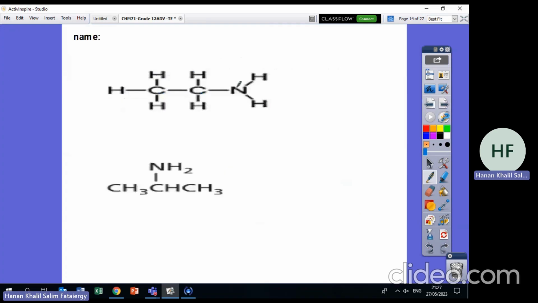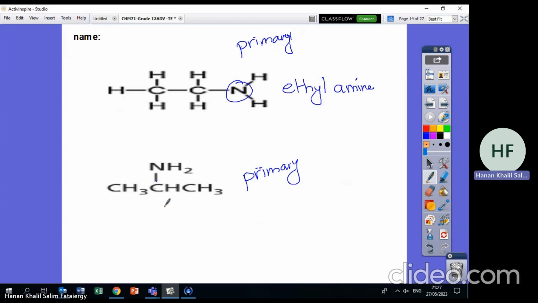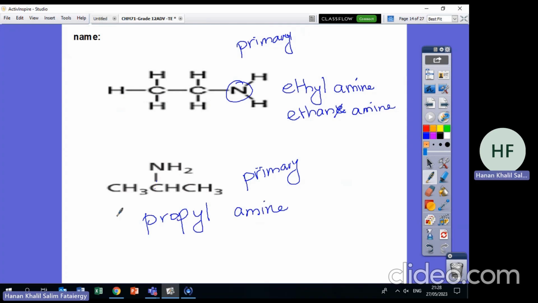Now this is an amine. This nitrogen is connected to 1 carbon, so this is called primary. Now this nitrogen is also connected to 1 carbon, so this is also primary. Now how do we name this compound? We have 2 carbons, so I will say ethyl, and then this nitrogen is amine. Sometimes you can say it like this: ethane, and then you remove the E and you say amine. Both are correct. Now this one is propyl amine, and the nitrogen is at carbon number 2, so I will say 2-propyl amine.